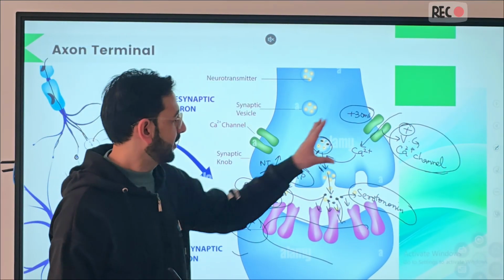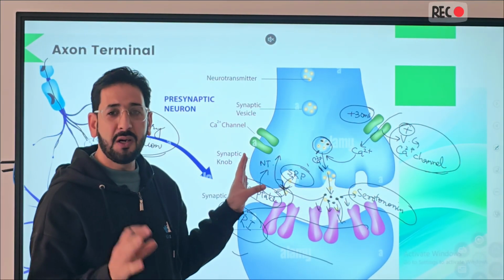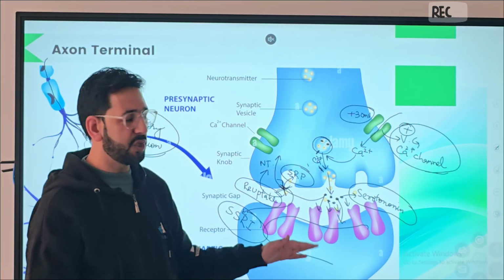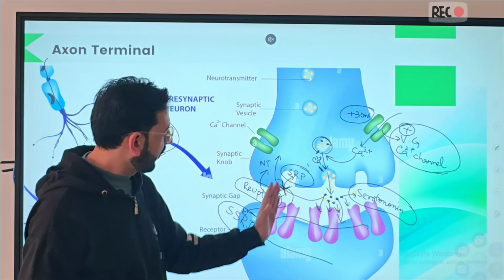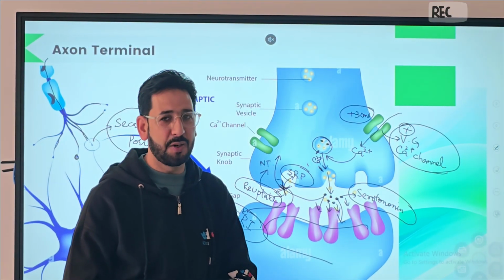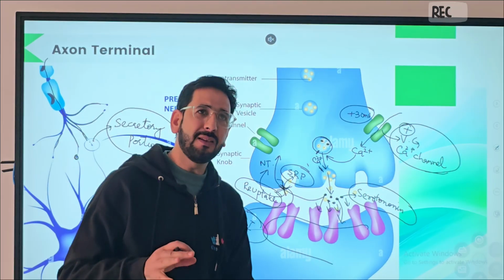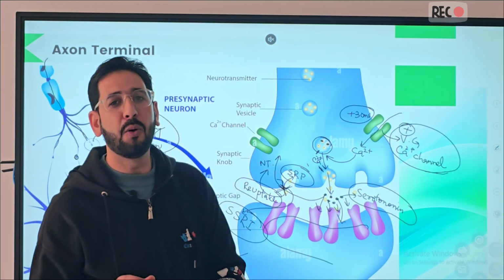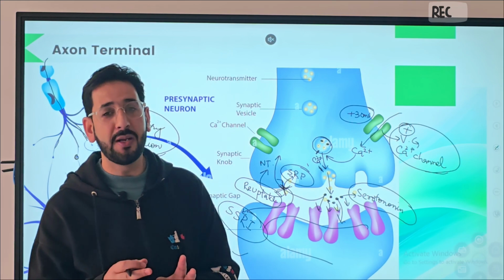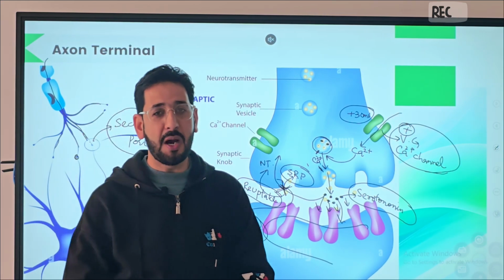So this axon terminal has the function of the secretion of neurotransmitters. It also has the function of the reuptake of these neurotransmitters, and the best example is serotonin. Now that is all about the structure of the neuron, the types of the neuron, and the different functions of these parts of the neuron.